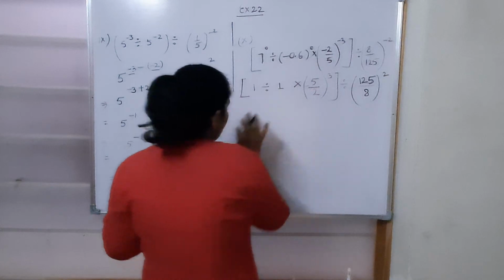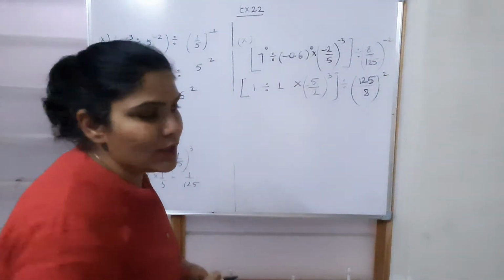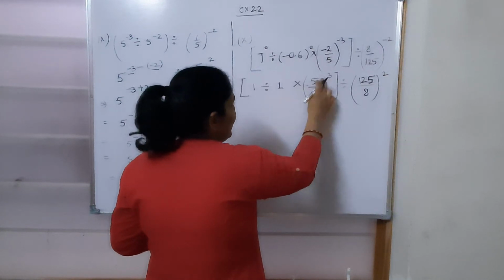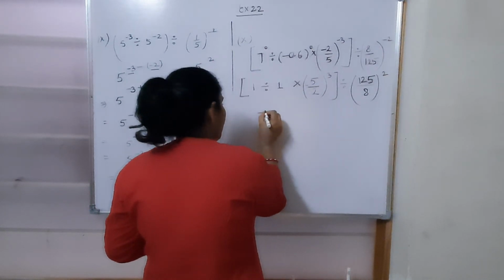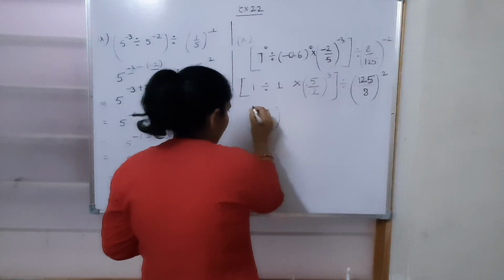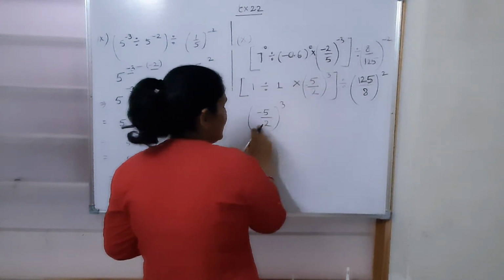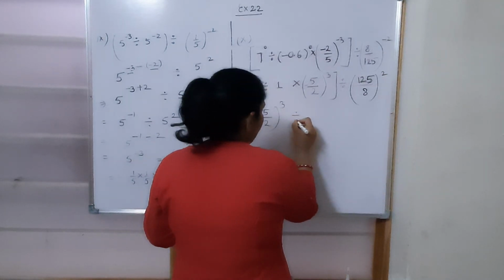Fine. Now, just look here. Following the BODMAS rule, we have 1 divided by 1 is 1. So, 1 multiplied by minus 5 upon 2 whole raised to the power 3. We will keep it like that only. Fine. 1 divided by 1 is 1. 1 multiplied with any number is the same number. And then just look here.